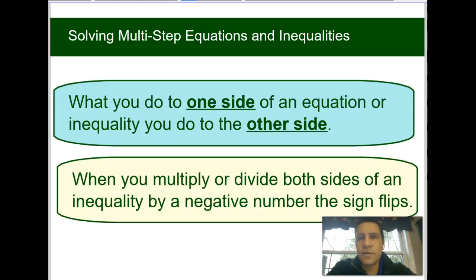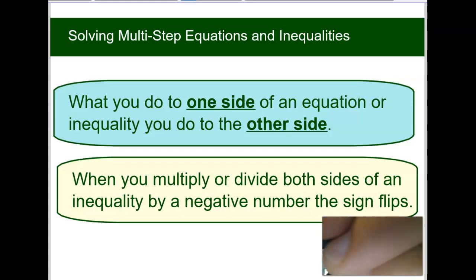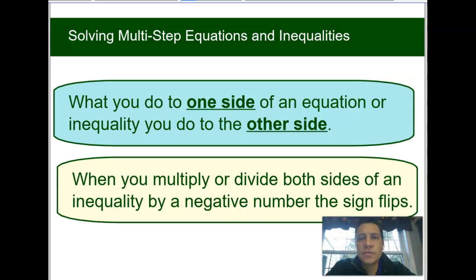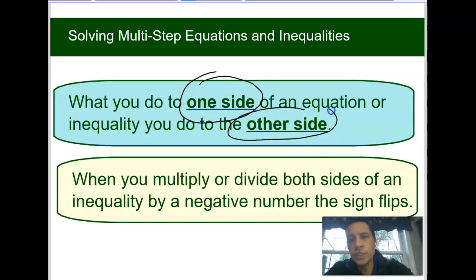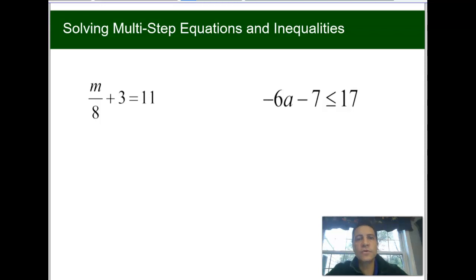In this video, we'll see how to solve multi-step equations and inequalities. So just some things to remember when we have multi-step equations and inequalities. Whatever you do to one side of the equation, you always do to the other side. And then remember, when we multiply or divide both sides of an inequality by a negative number, that sign's going to flip. So let's see a few examples here.